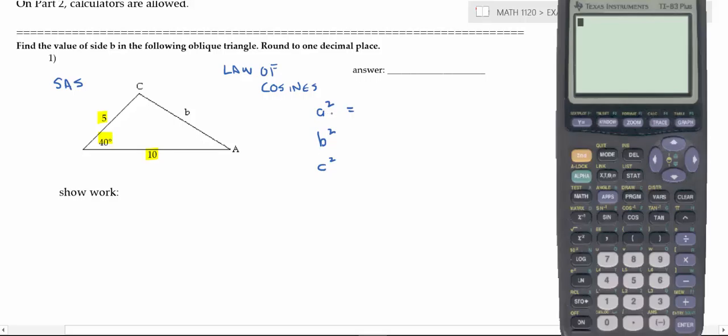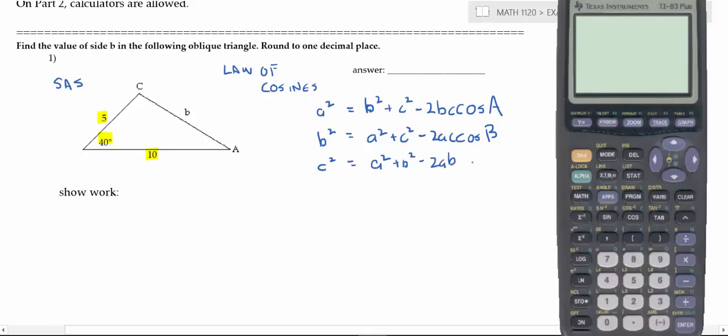What you do is if you have a squared, you say the sum of the squares of the other two sides minus twice the product of those other two sides times the cosine of the angle that's opposite that a, which would be capital A. Next one goes the same way. B squared is the sum of the squares of the other two sides minus twice the product of those two sides, and this time it would be cosine of B that matches with little b. And then the last one would be c squared equals a squared plus b squared minus 2ab, and then the cosine of the angle opposite c, which is C.